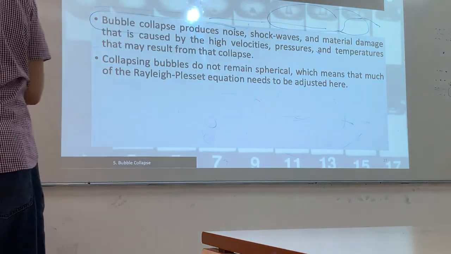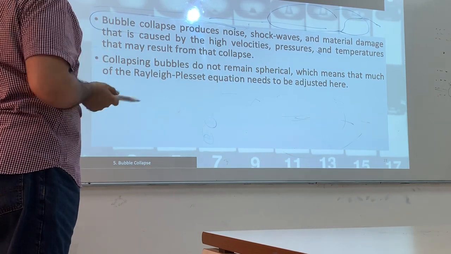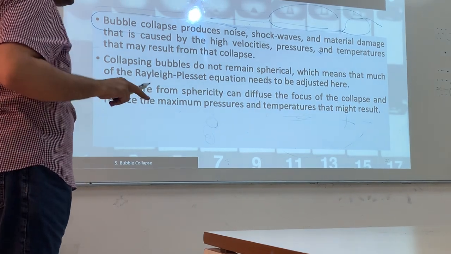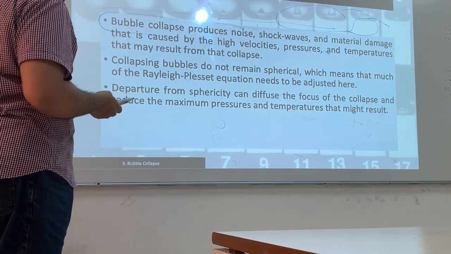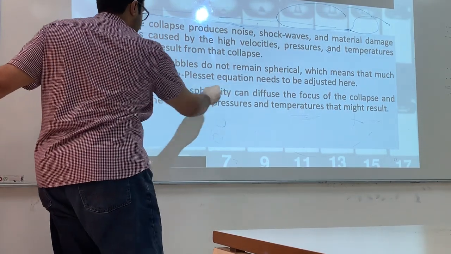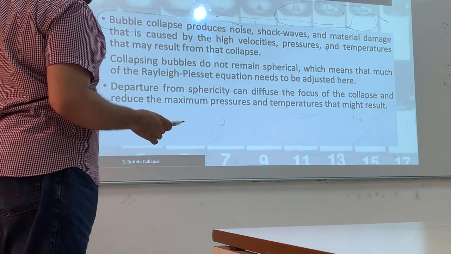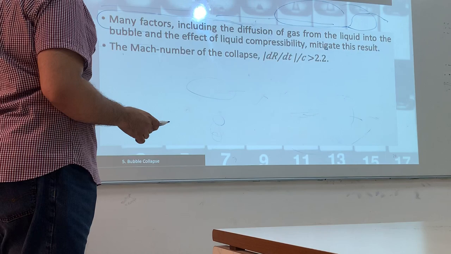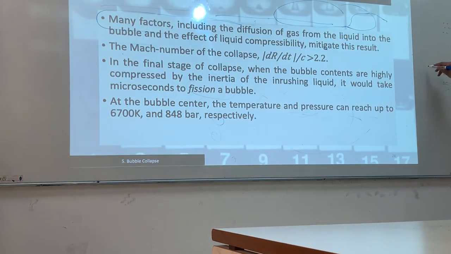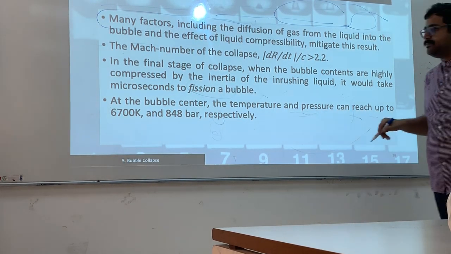Let me go through this quickly, because I think we're out of time. Collapsing bubbles do not remain spherical, which means that much of the Rayleigh-Plesset equation needs to be adjusted here. I will not go through the adjustments, because it would be very hard. Departure from sphericity, so we assumed it was a sphere. Departure from sphericity can diffuse the focus of the collapse and reduce the maximum pressures and temperature that might result. Many factors, including the diffusion of gas from the liquid into the bubble. So a lot of the liquid around can become vapor and enter the bubble.